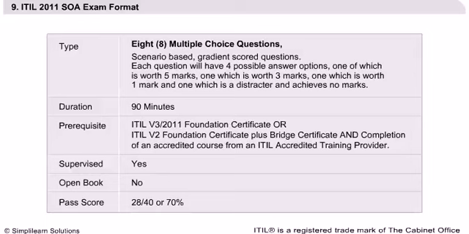As a prerequisite, you need to have an ITIL 2011 Foundation Certificate or ITIL V2 Foundation Certificate plus Bridge Certificate and completion of an accredited course from an ITIL accredited training provider. It is a supervised exam and closed book. You need to acquire a minimum pass score of 28 right answers out of 40 questions, or score 70% in the exam. The next slide talks about the exam tips.